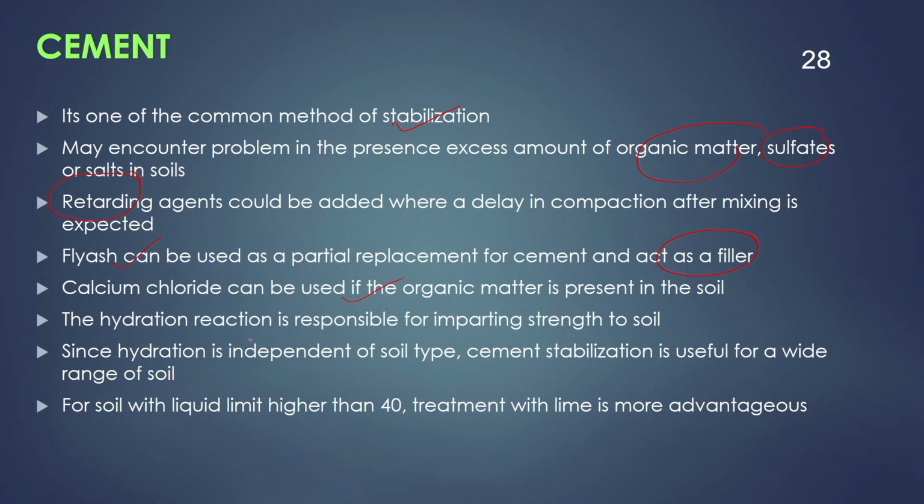In the cement addition, the hydration reaction is responsible for imparting strength to the soil, and since this hydration reaction is independent of soil type, this cement stabilization technique can be used for a wide range of soils. But here we need to remember that if the liquid limit is higher than 40, then the treatment will be more beneficial if we use lime instead of cement. Therefore, this method is mostly used for soil which has a liquid limit less than 40.